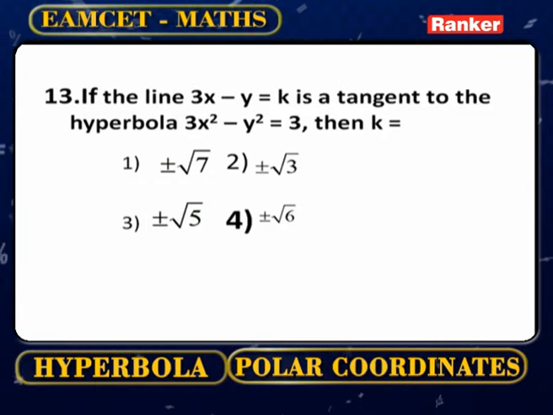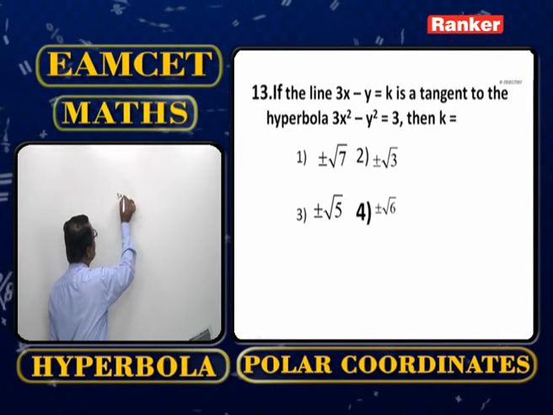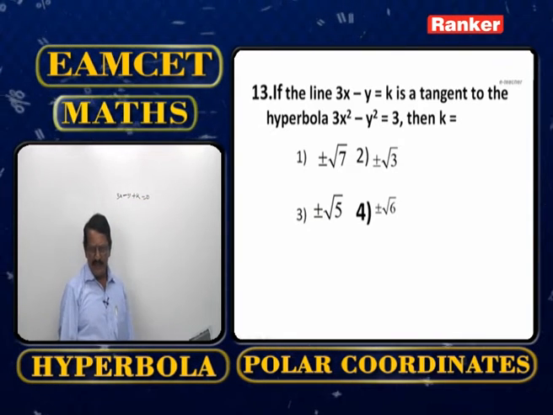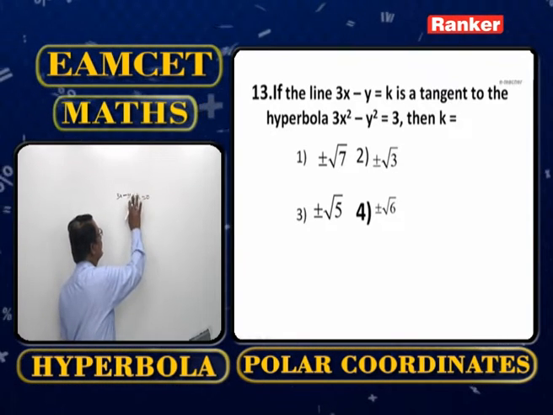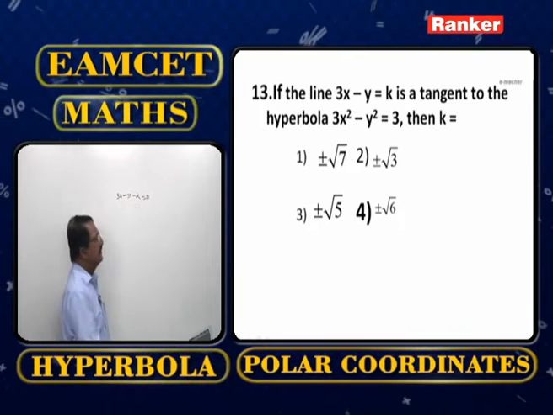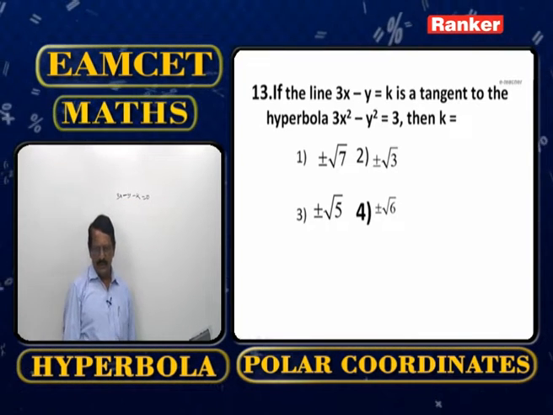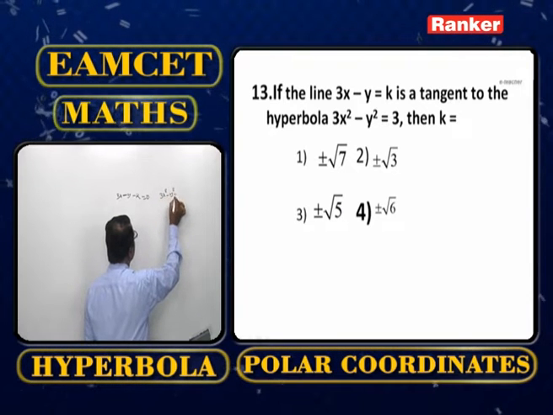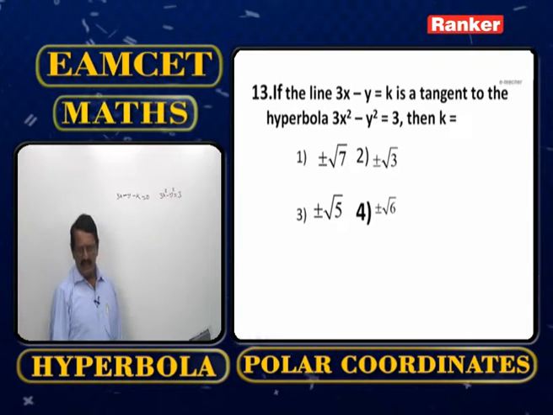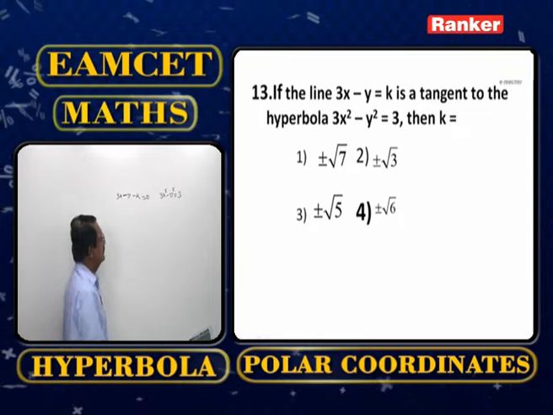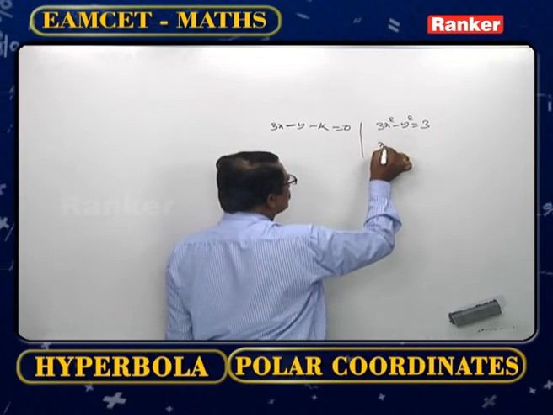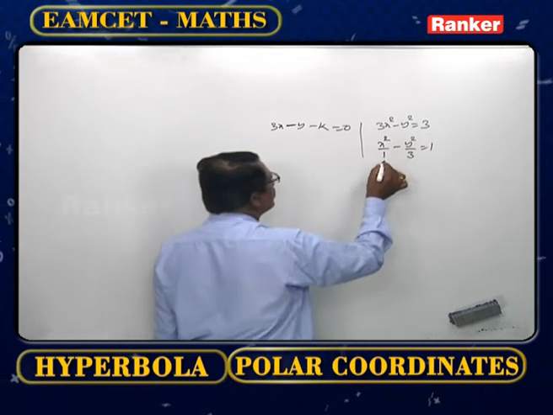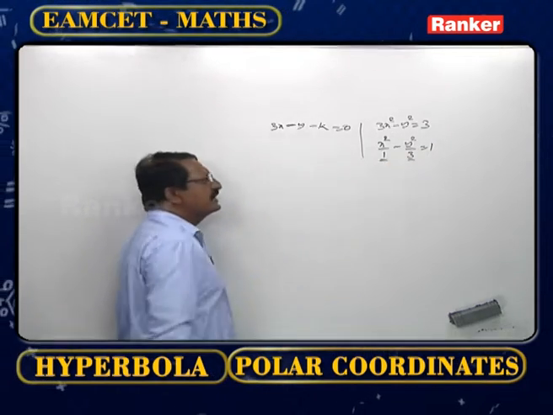If the line 3x − y + k = 0, that is 3x − y = −k, is a tangent to the hyperbola 3x² − y² = 3, then k equals what? The equation converted into standard form is x²/1 − y²/3 = 1. Here a² = 1, b² = 3.